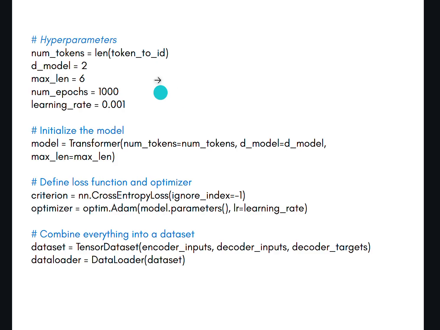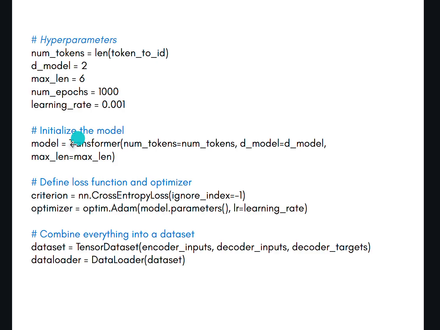So let me talk about the training pipeline first. So what are my hyperparameters? Number of tokens, that is the length of the token ID. Here it's 6. Maximum token length, or maximum length, is 2. D model equals 2. Num epochs is 1000. Learning rate is 0.001.